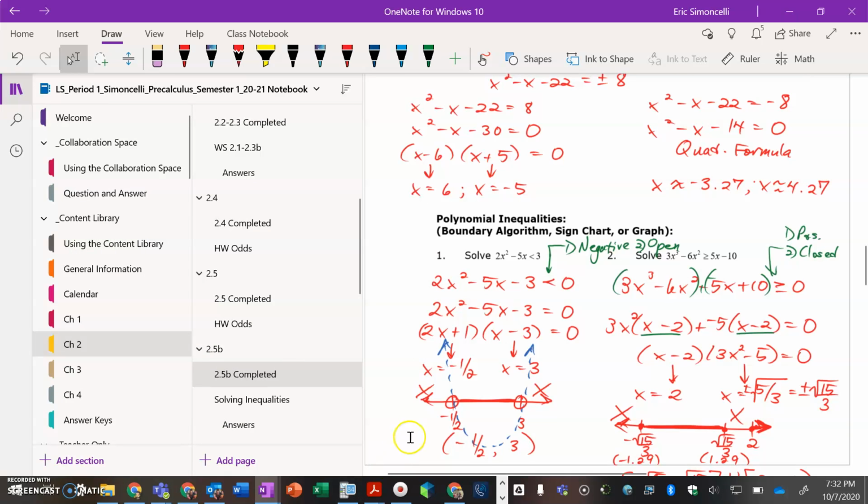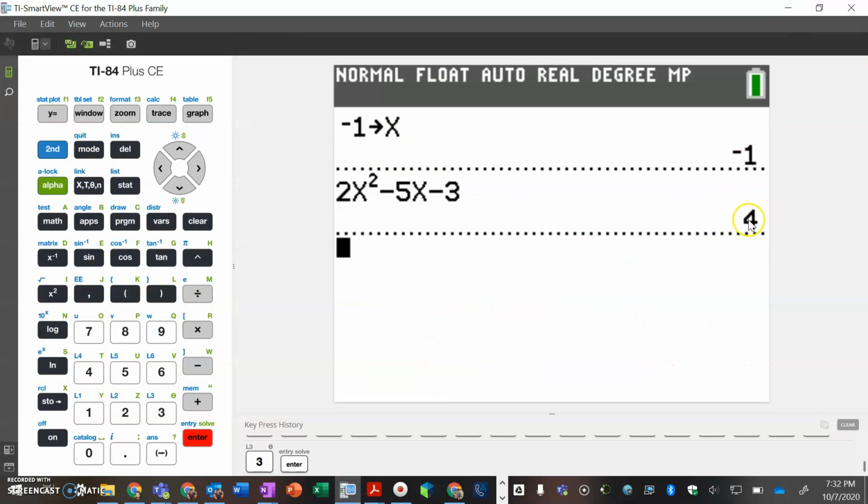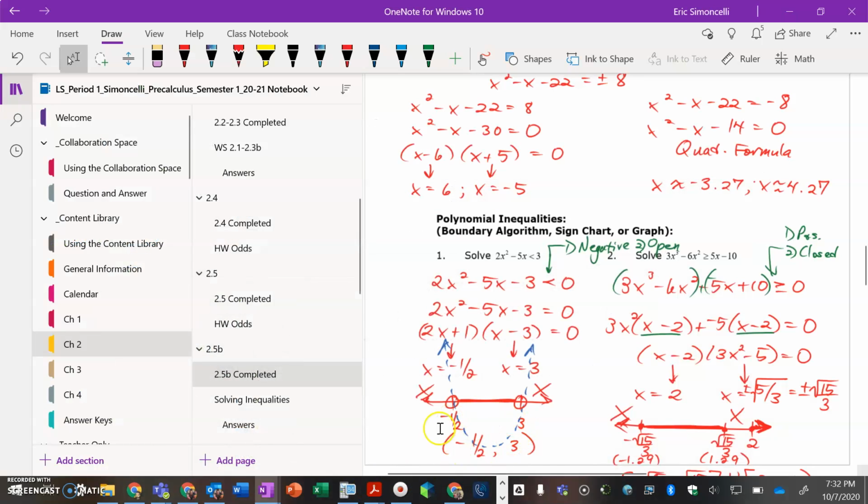I would argue that the approach that I just went through is the boundary algorithm, but also in a sense, you're using the sign chart analysis, not because we care about the number per se here. We care about the sign. The sign is positive. To finish up, our final answer in interval notation, parentheses at -1/2, parentheses at 3.